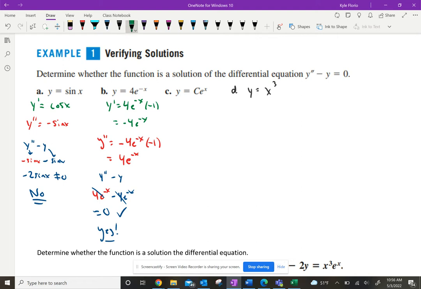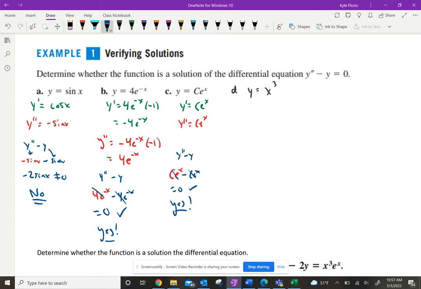Let's try C. Take the derivative of C e to the x, which is actually C e to the x. Piece of cake. The second derivative is going to be the same thing. So if I replace the differential equation, the second derivative minus the original function, do I get 0? So the second derivative is C e to the x. The original equation y is C e to the x, which they do cancel out. So that also is a solution.